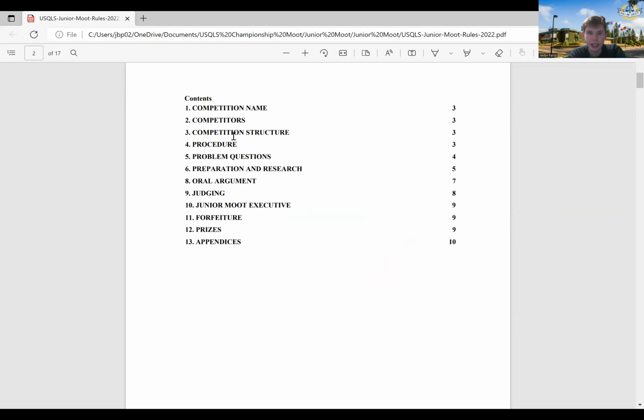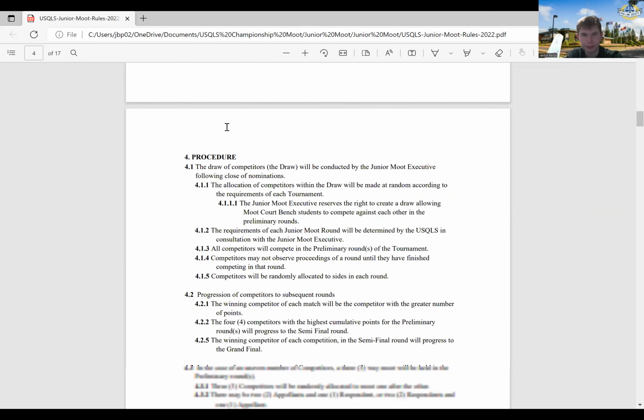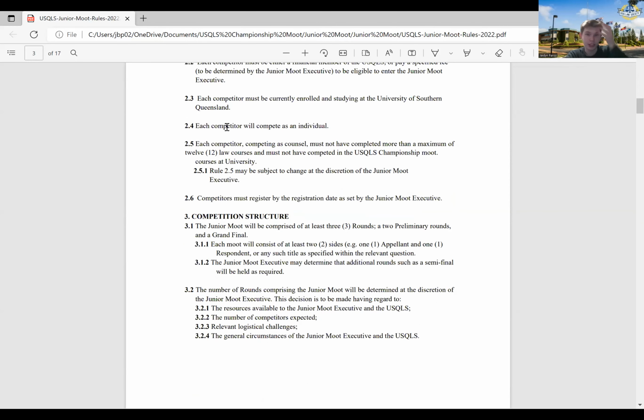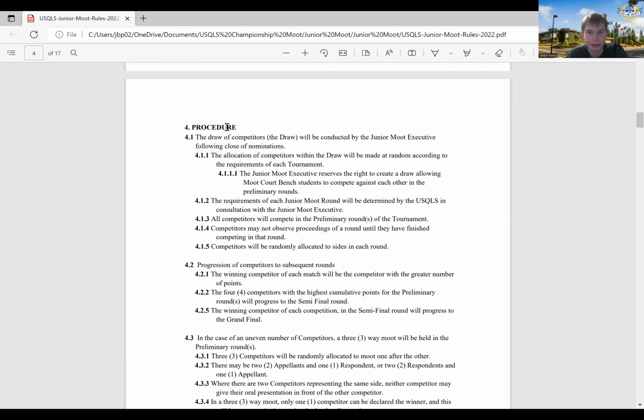But essentially, competition structure. So under number 3, the junior moots comprise at least 3 rounds: 2 prelims and a grand final. So 2 sides. Let's see, where do we put it? Procedure. The draw of competitors will be conducted by myself. I'll send that out to you at a later date. I'm not going to send it out to you too early on. I'm going to leave you in suspense. I know you're going to hate me a little bit for that, but that's okay.